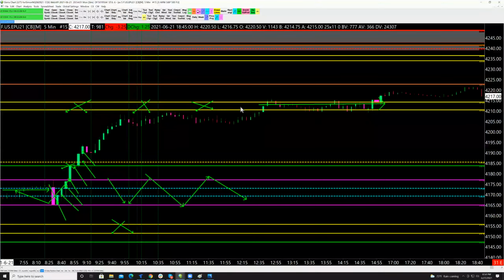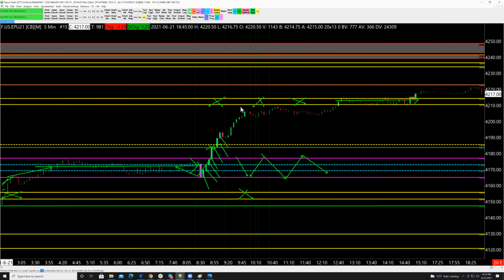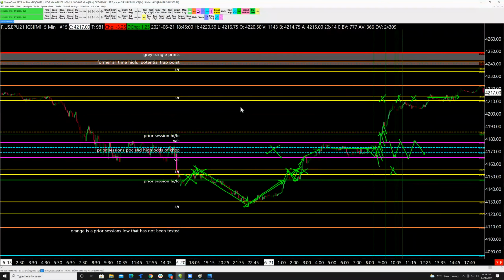I want to talk about one other thing while I'm here. Let's say you didn't have the zones. People are always talking about price action. How do you figure out price action? So I want to cover that for just a second.